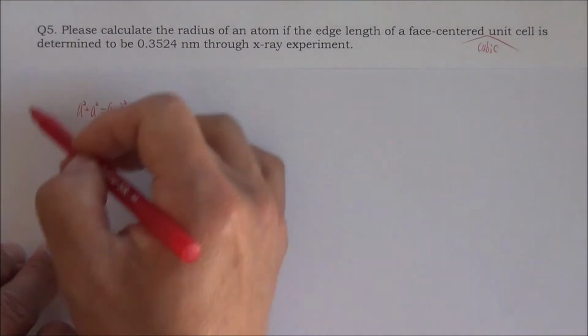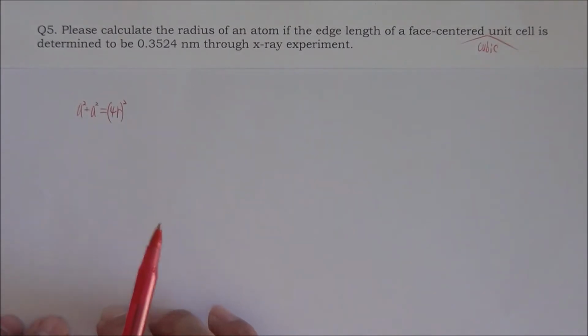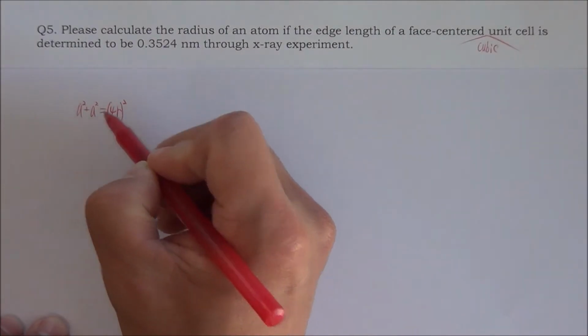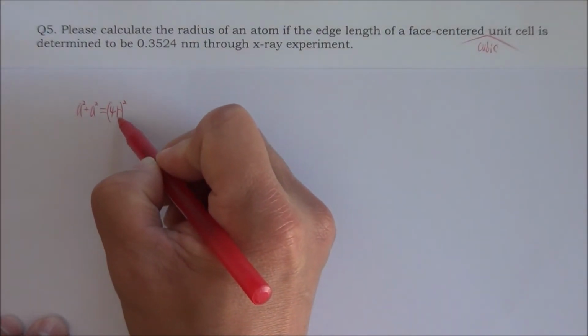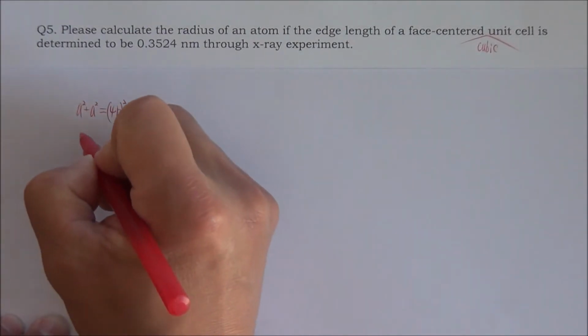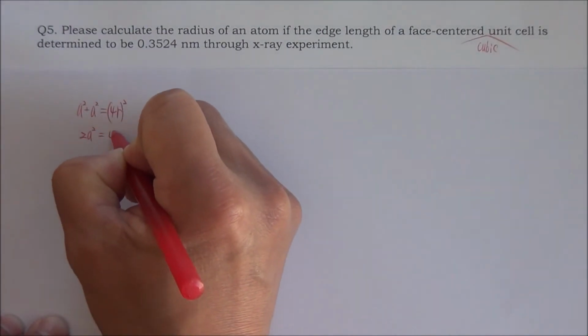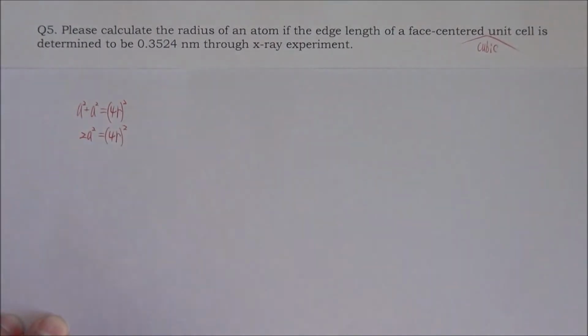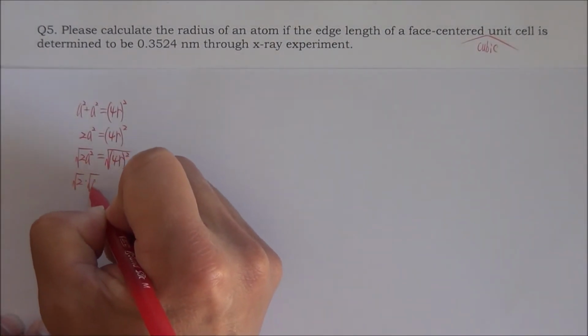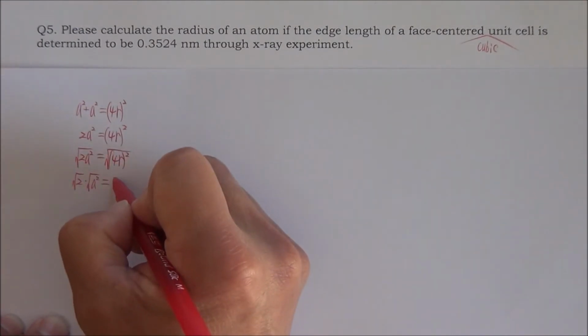I'm going to start from this equation to derive a simpler equation which allows you to plug in the value of the edge length to find the value of the radius. Well, let me show you the math. a squared plus a squared equals 2a squared. Then we take the square root on both sides. This term is equal to 4r.